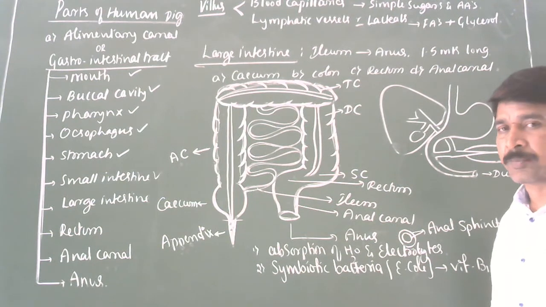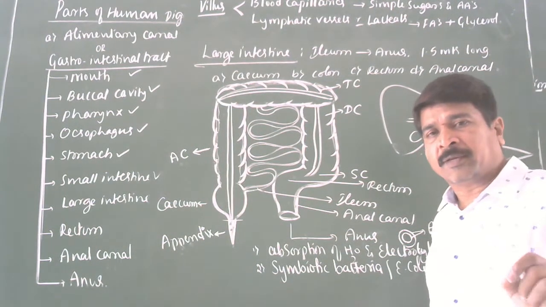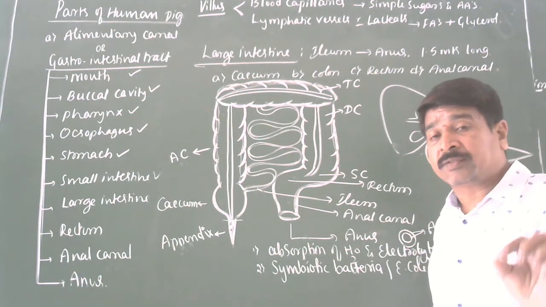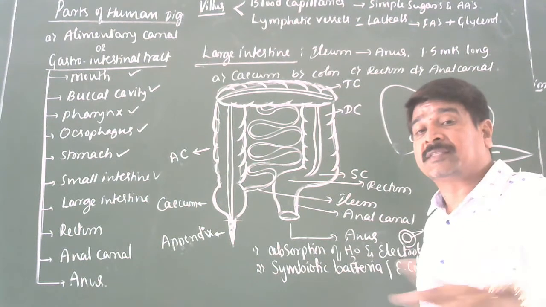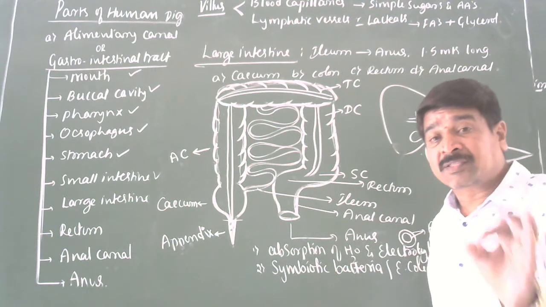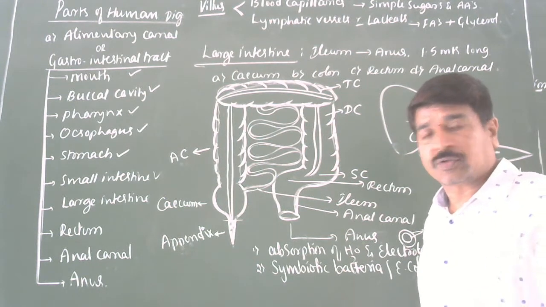Yeah, you have to keep this point. Due to the presence of E. coli bacterium, negligible amount of cellulose is digested in the colon of the large intestine. Hence, colon never gets the cancer. That you should keep in your mind. Clear? So this is the second function.